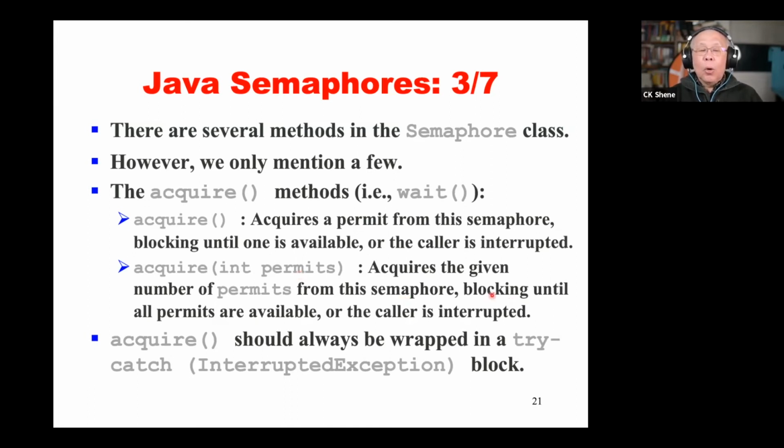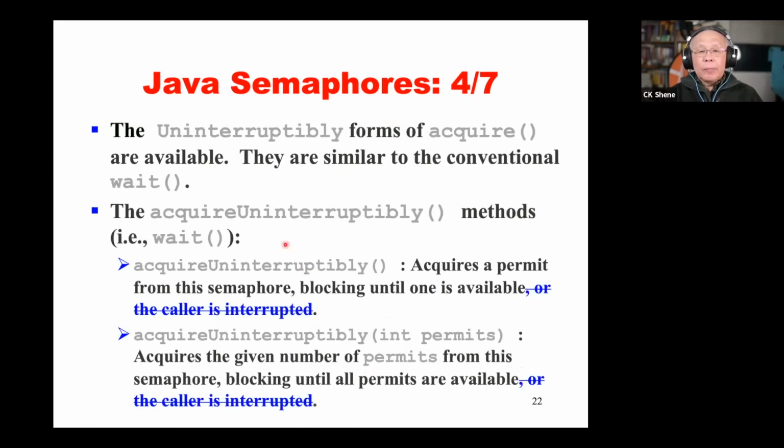Blocking until all permits are available, or the caller is interrupted. As a result, acquire should always be wrapped in a try-catch interrupted exception block. But Java also has an uninterruptible form of the acquire method. They are similar to the conventional wait. So the original acquire can be appended by the word uninterruptibly. So acquire uninterruptibly, that's our wait.